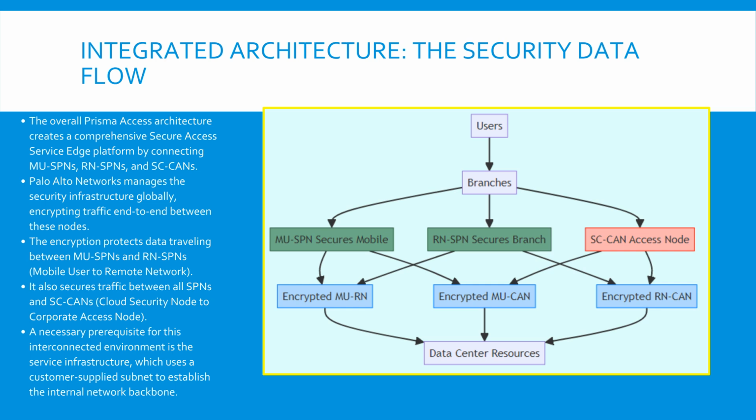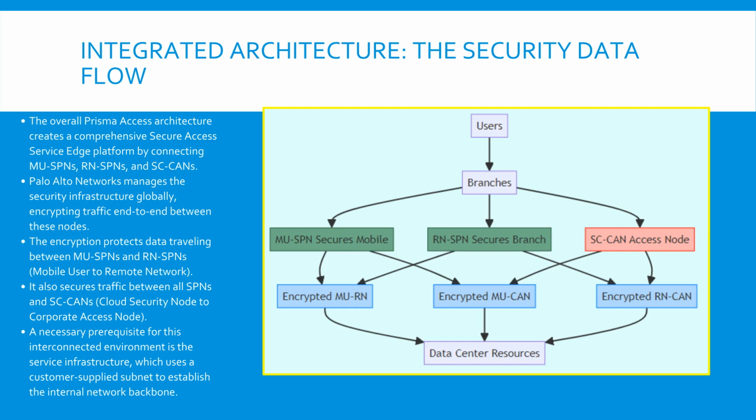This visual uses a simplified Git graph structure to show the core relationships and the security layering between the main architectural nodes. The flow starts with mobile users connected to the mobile user SPN and branch users connected to the remote network SPN. A critical merge point shows the secured encrypted connection established between the MUSPN and the RNSPN, allowing secure cloud communication between different user types.